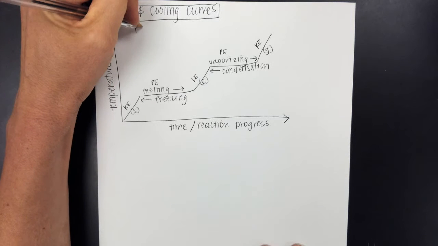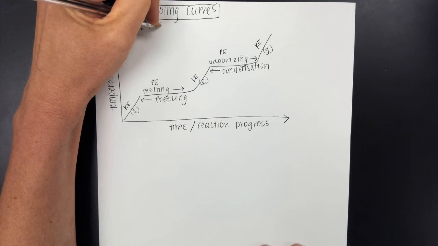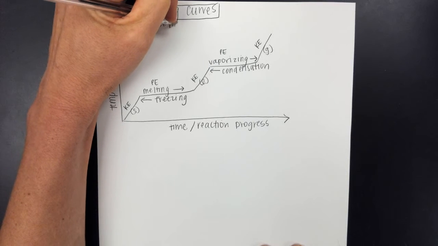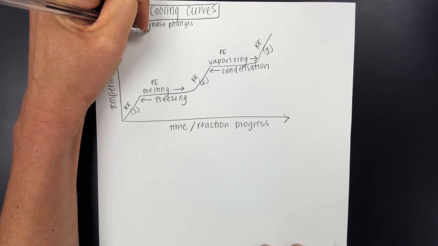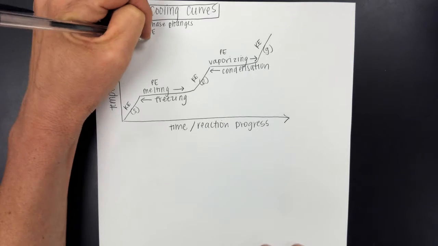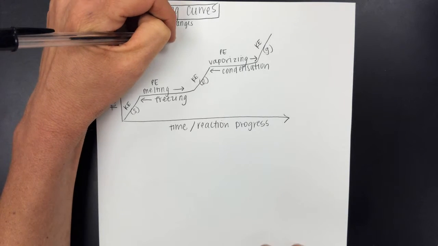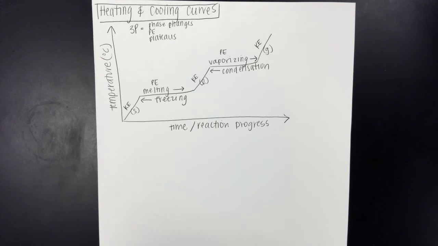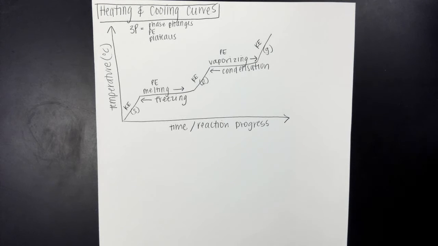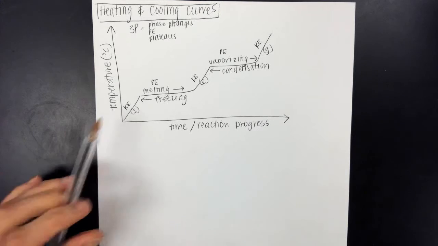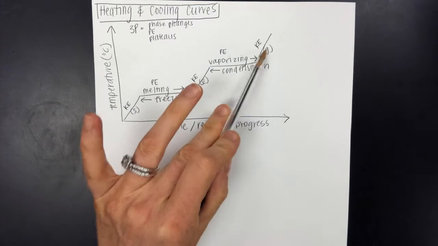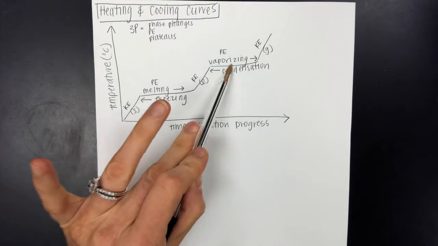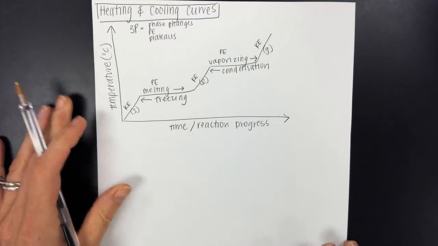This is how I remember this: your 3 P's. Your phase changes and your potential energy all happen on the plateaus. Okay, your 3 P's. So we are going to do some calculations with 3 formulas, and those formulas are appropriate to use at different phases on these heating and cooling curves.